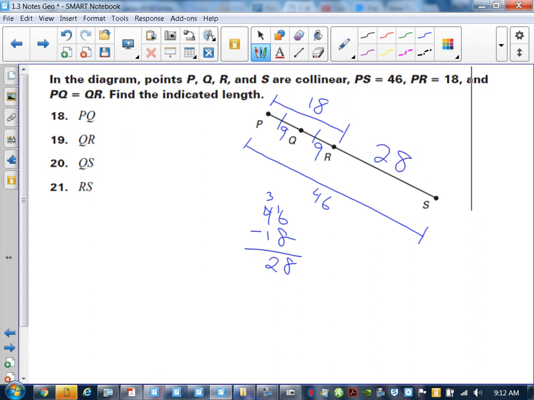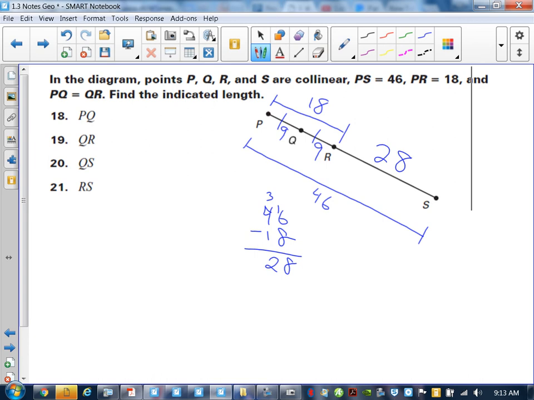Now, from there, did you notice that I never even once looked at one of the questions? That's what happens a lot of times in geometry. We're going to get problems that have multiple parts, and it's much easier just to go to the diagram first, fill in as much information as you possibly can before you try to answer any questions at all. It makes your life easier.